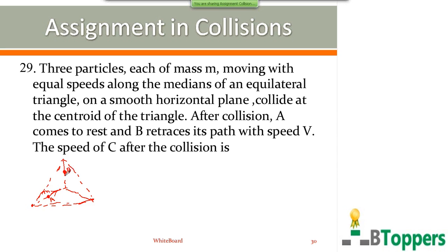Call this A, this B, and this is the third particle C. So the three particles have the same mass m and they are moving with equal speeds along the medians of the triangle before the collision. That means the three momentum vectors of the three particles before collision will have the same magnitude. And P1 bar is the momentum of A before collision.